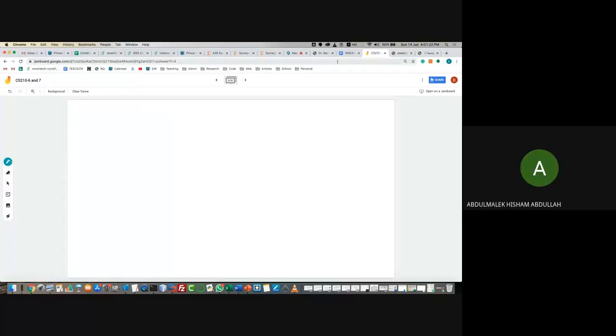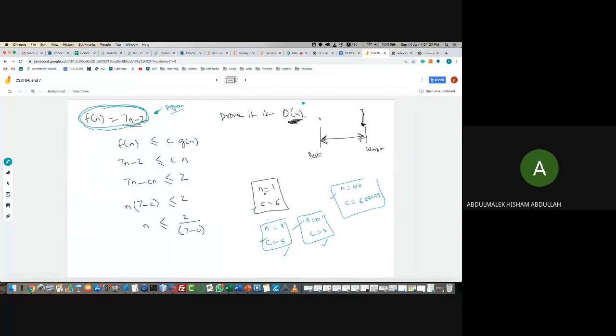Doctor, what if we pick invalid values? Oh yeah, of course. If you pick an invalid value, it's not going to work. For example, pick n equals 2 and c equals 1. Is that going to work? No. n equals 2 and c equals 1, so 2 over 6, that's going to give you 1 over 3. Is 1 over 3 bigger than 2? No, it doesn't work. So this is invalid.